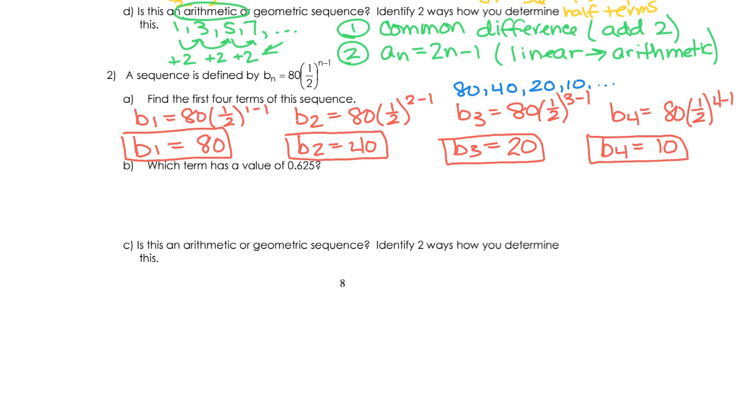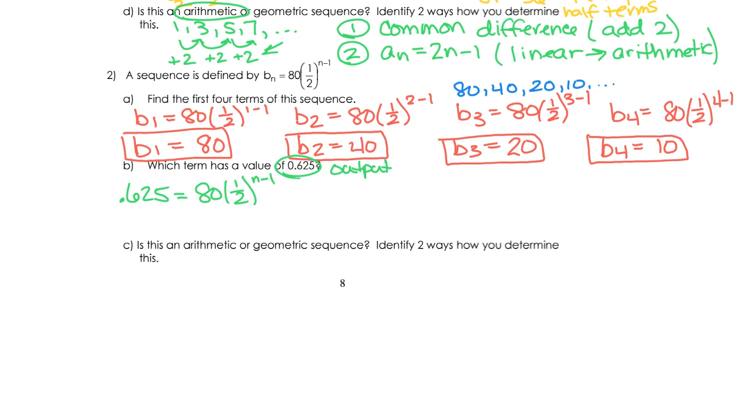Okay. Part B says which term has a value of 0.625. And so we don't know what to plug in. If we did, we would plug it in as the input. So we have to realize what they're giving here is the output. And so we have to make sure that we put that in the output spot. So 0.625 goes in the output spot. And we keep the rest of the formula.